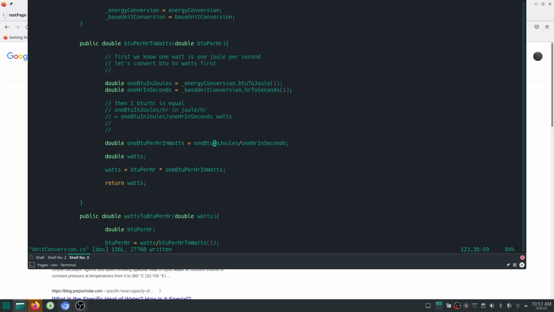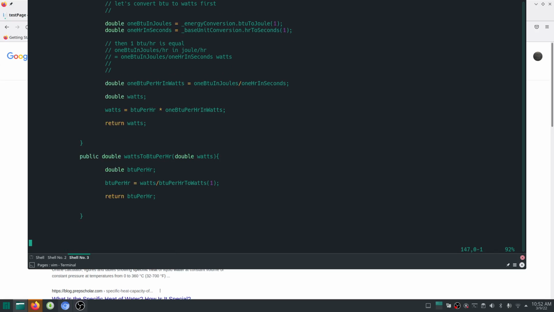Okay, so how I do my 1 BTU per hour in watts conversion factor: it is 1 BTU in joules divided by 1 hour in how many seconds. In other words, 1055 divided by 3600. Okay, so I make two doubles over here. One is the BTU per hour in watts, and then I make a watts variable, and then I give the user input BTU per hour right here. Then I multiply by how many watts is 1 BTU per hour, and I return it.